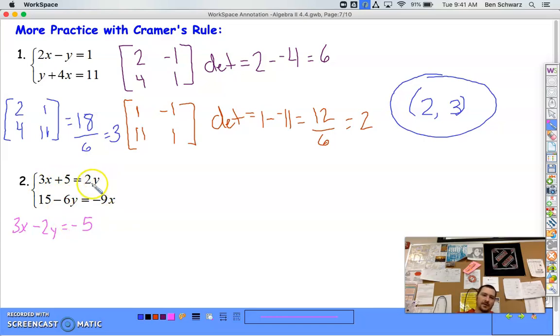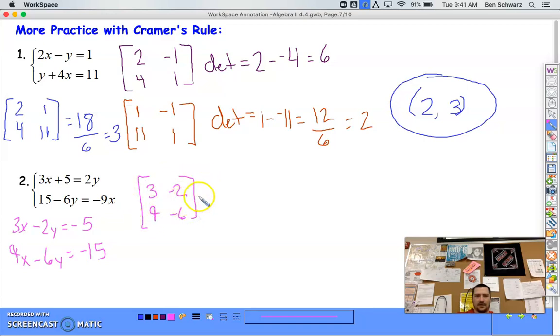I'm going to move the 9x over to the left, so it would give me a positive 9x. I have my negative 6y here. And if I move the 15 over, that gives me negative 15. So my coefficient matrix for this one is going to be 3, negative 2, 9, negative 6.